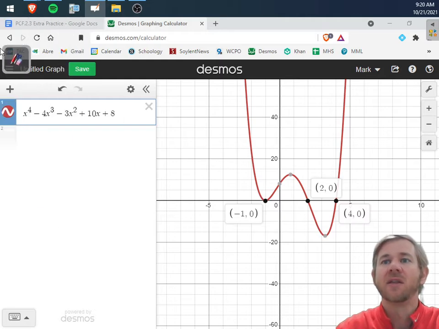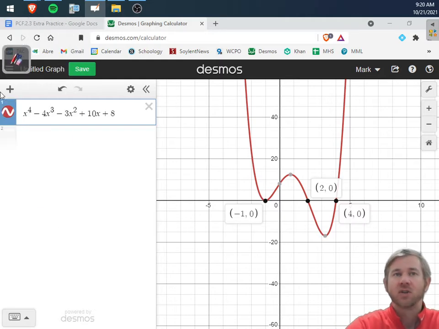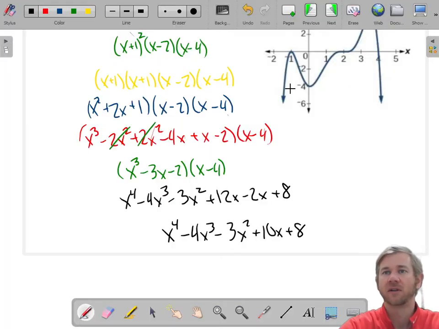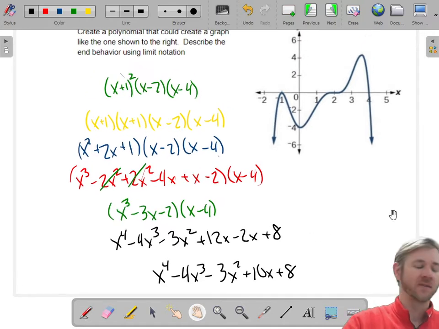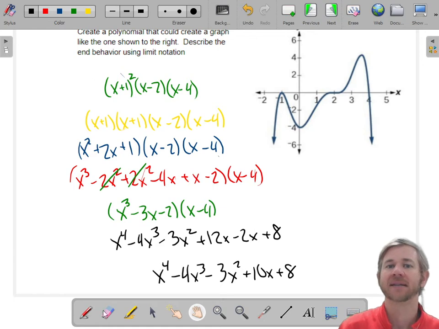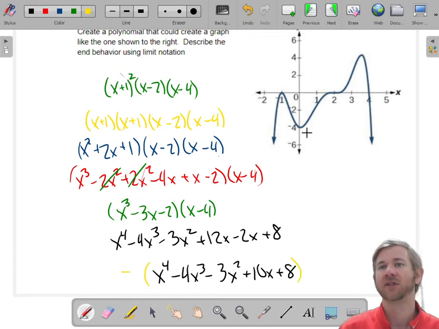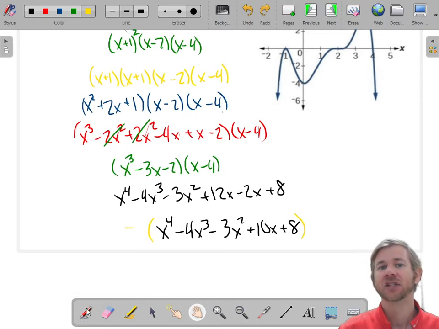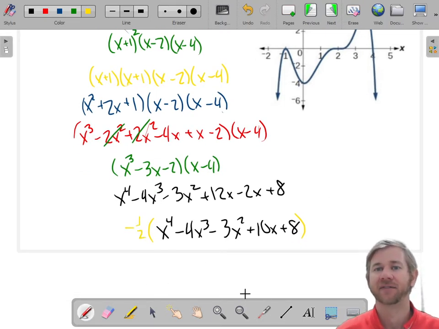Now, there's two other things that I want to look at to create this graph or close to this graph. The one thing is I want it to be opening down. So I know I need to put a minus sign. I know I have to distribute a negative. But I also want the y-intercept to be -4. And right now the y-intercept is 8. So I'm actually going to distribute a -1/2.